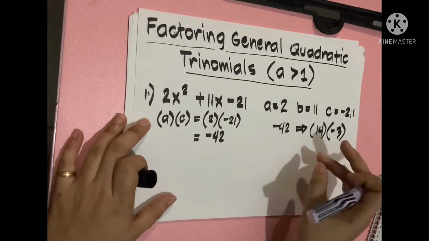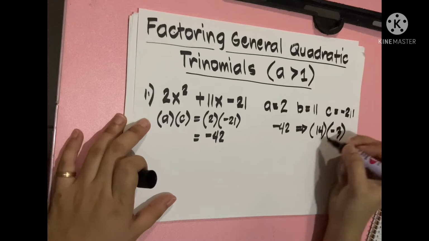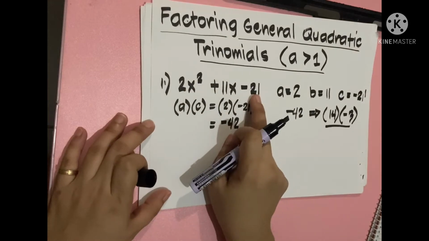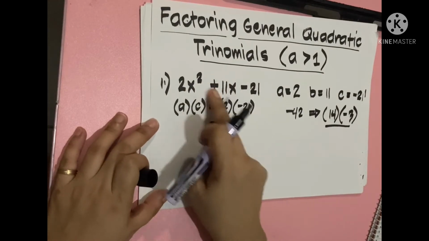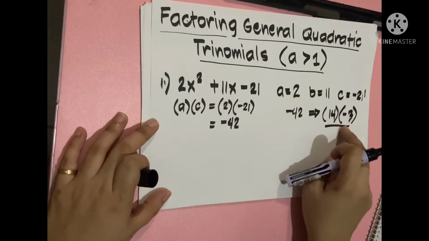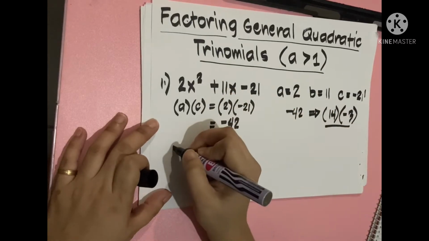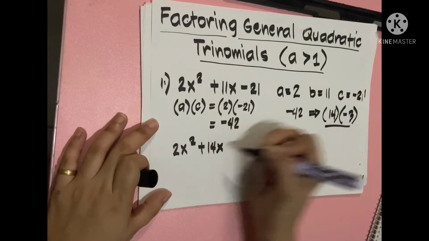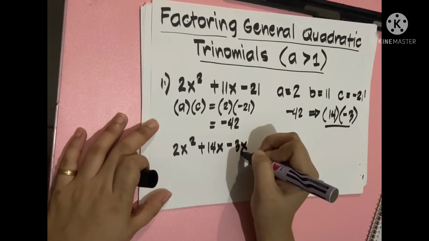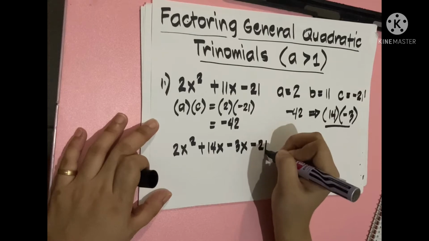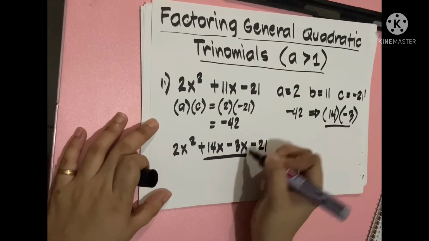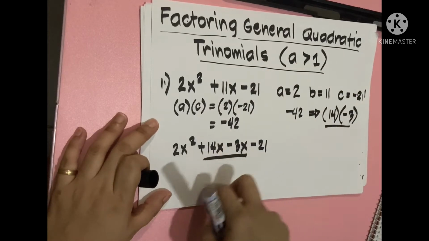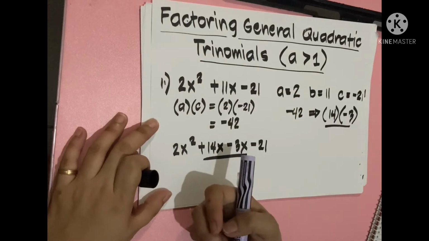Okay? So, next, after nating makuha na ngayon yung possible factors natin, ang next move natin is, isusulat natin ulit yung trinomials natin. Okay? But this time, yung middle term, papalitan natin ng factors natin. So, that will become 2x squared plus 14x minus 3x. And then, minus 21. So, itong gitna, pinalitan lang natin yung middle term na 11x. Kasi kapag pinag-add mo si 14x at saka si negative 3x, it will give us 11x.